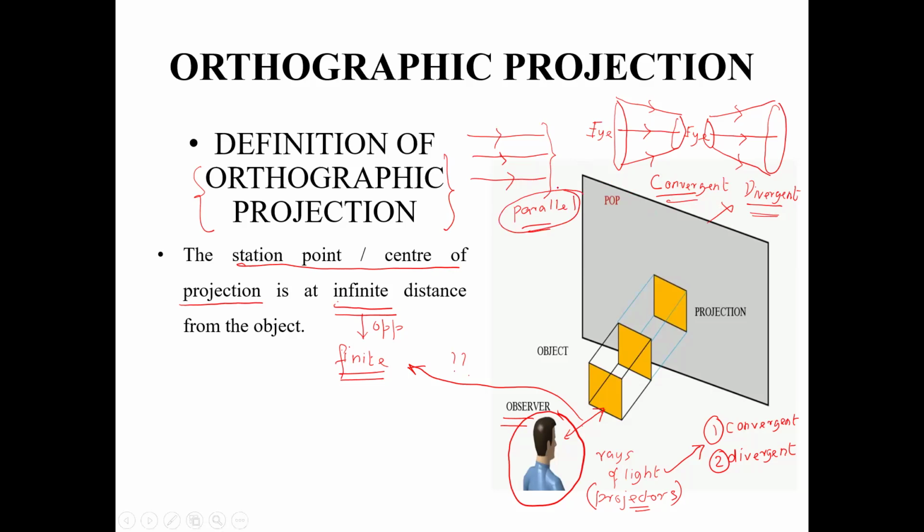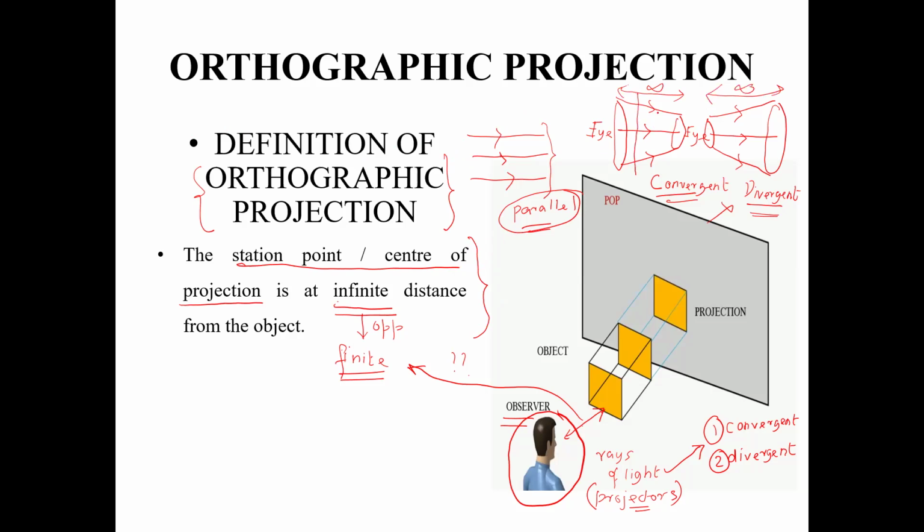So the definition of orthographic projection will be violated if the observer is situated at a finite distance from the object. That is why we have to push the observer to a theoretically infinite distance from the object. So if the observer is situated at a theoretically infinite distance from the object, then what will happen is the length of these projectors will become infinity in both the cases of convergent light rays or divergent light rays.